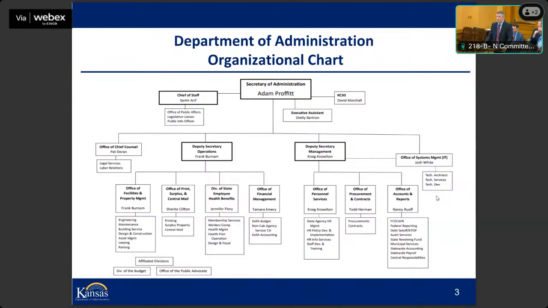We also manage and operate the state's state employee health benefits plan, which includes the workers' comp. We have the central mail and print and surplus shop. We have central HR, central accounting, procurement. A very, very broad spectrum is what I'm trying to get at here.